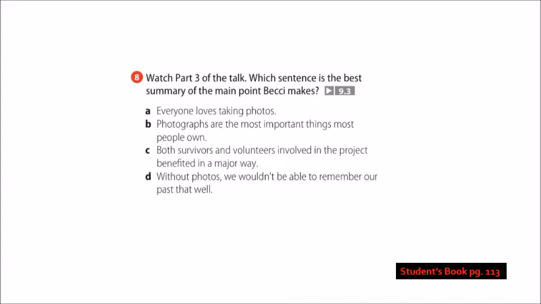Okay, so let's check. Let's think of which is the best summary. We have A, everyone loves taking photos. That is not so important, right? It doesn't mention that specifically. B, photographs are the most important things most people own. Not quite. C, both survivors and volunteers involved in the project benefit in a major way. She talks about that, right? She mentions that they both received some type of benefit from it. D, without photos, we wouldn't be able to remember our past that well. It's not mentioned. So the correct answer would be letter C, right?